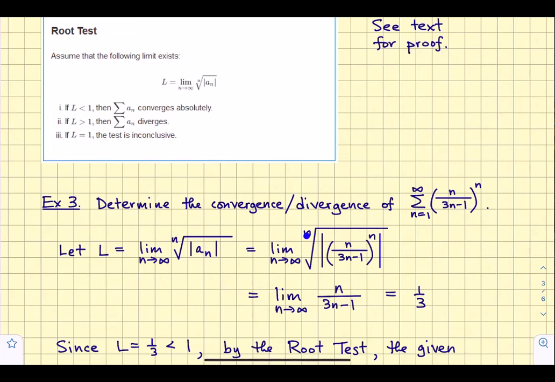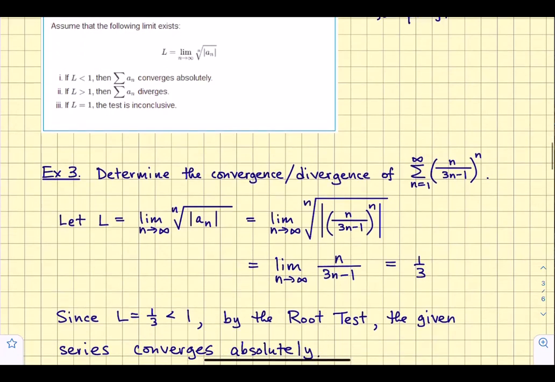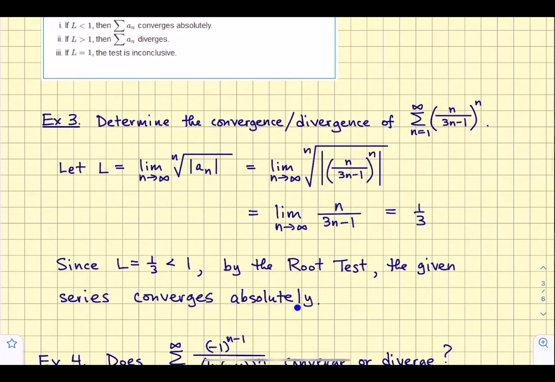So notice this gives us a very nice cancellation. We're taking the nth root of an nth power. So since everything here is positive, we just get n over 3n minus 1. You could do that using algebra, calculus, L'Hopital's rule. This limit goes to 1/3. Since L, the limit, is 1/3, which is less than 1, then by the root test, the given series converges absolutely.